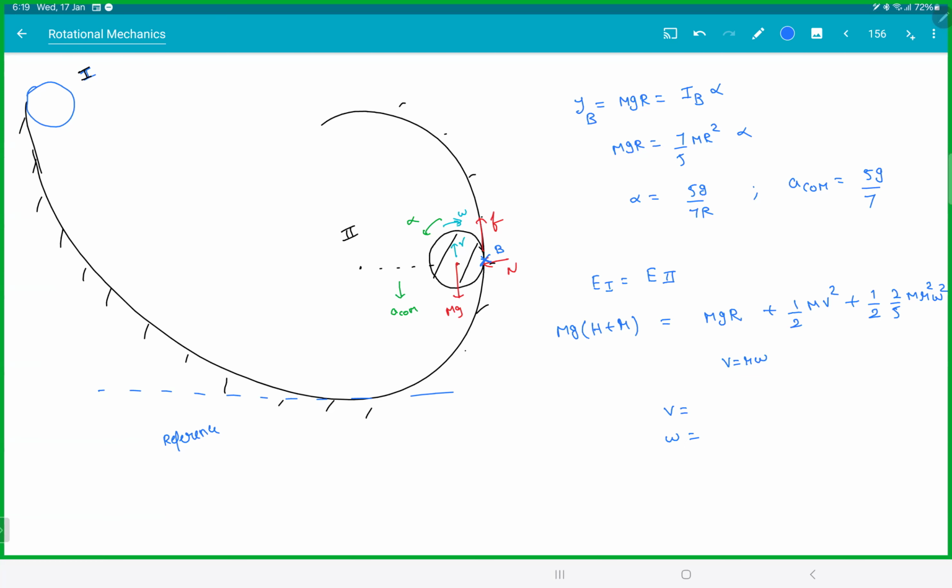Why not mg(R minus r)? Where is the center of mass? Where is the reference? Calculate the height. There is the center of mass. So from the center of mass to the ground, what is the height? Aryan, did you get that? Then why will you take R minus r now?